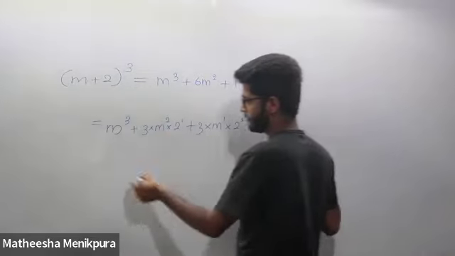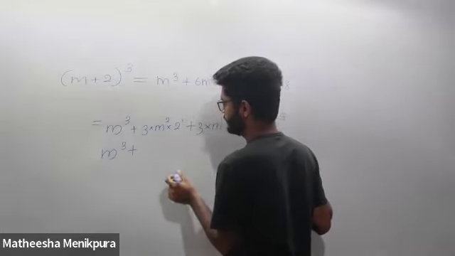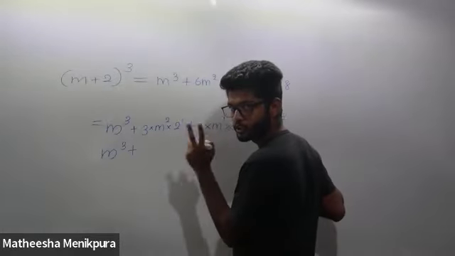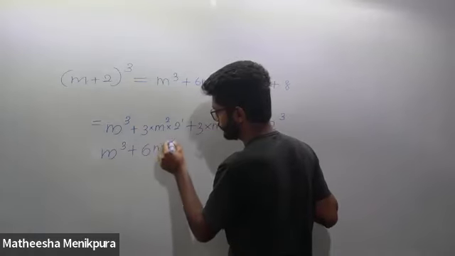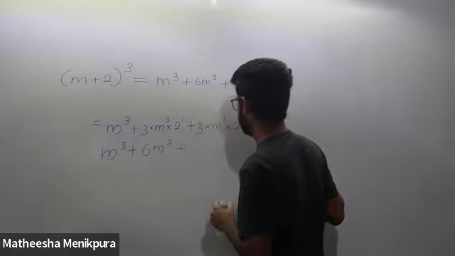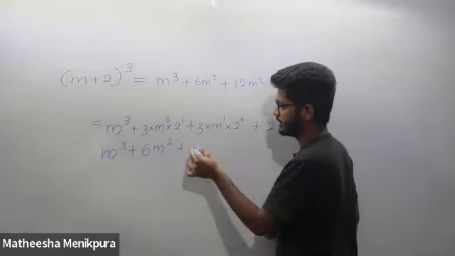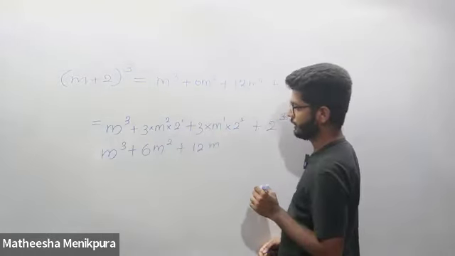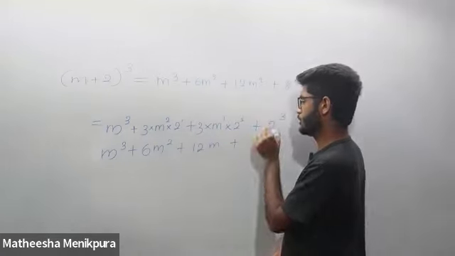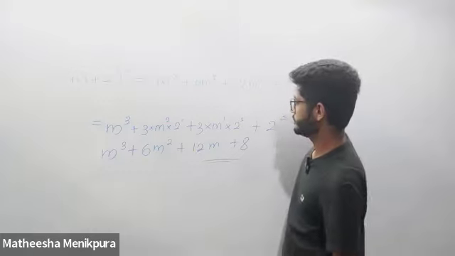So now we can simplify here: m to the power 3 plus 2 to the power 1 is 2. 2 times 3, that is 6m squared, plus here 2 to the power 2 is 4. 4 times 3, that is 12. M to the power 1 means that is m, 12m plus 2 to the power 3, that is 8. This is the answer. So you got the correct answer, no?